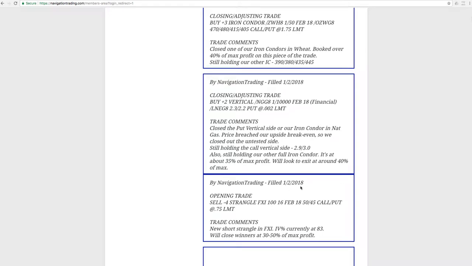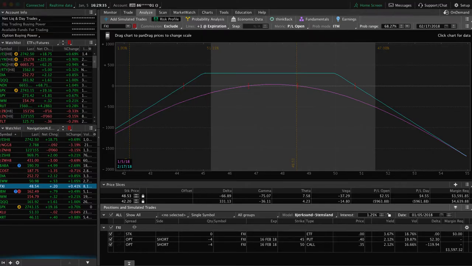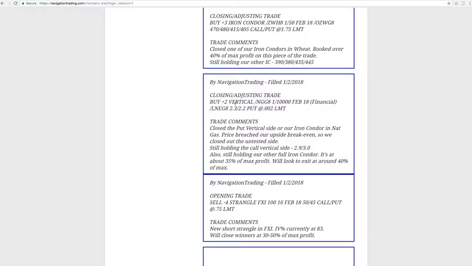Starting on Tuesday, remember New Year's Day was on Monday, so short week of trading. First trade was on Tuesday, January 2nd, where we opened a short strangle in FXI. If we go to the platform, take a look at FXI, still pretty centered within our range here. No profit or loss, just waiting for some more time to pass, as well as some contraction in implied volatility to benefit that piece.